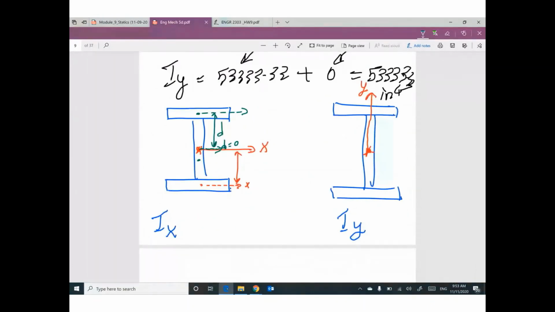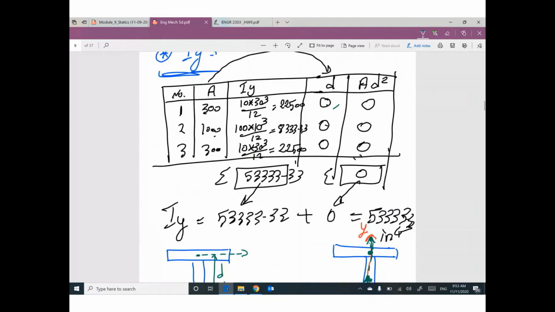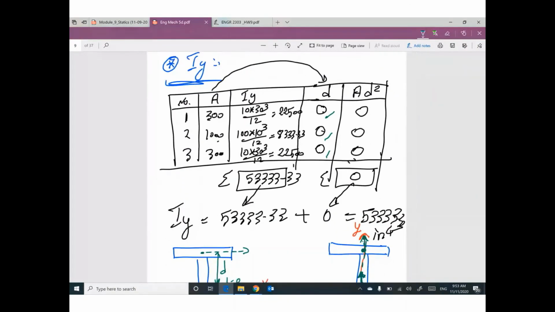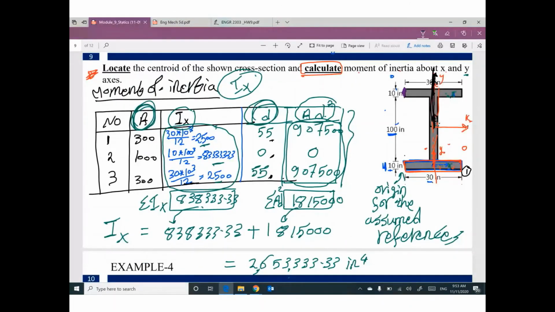If you calculate Iy, at this part I assumed the y-axis for this part. The y-axis for this part and the y-axis for the whole cross section are all at the same line, so we don't have distance. Second part, I assume the y-axis for the second part here, at the same line as the y-axis for the whole cross section, so we don't have distance. The third part is the same, so we don't have distance. So by the end, you should set up 3 tables. The first one to locate the centroid, the second one to calculate Ix, the third one to calculate Iy.